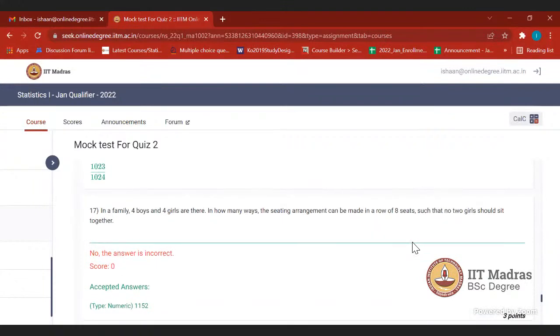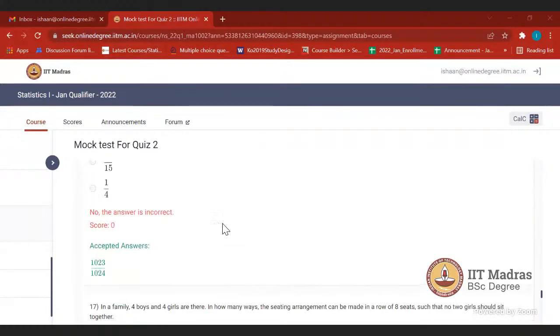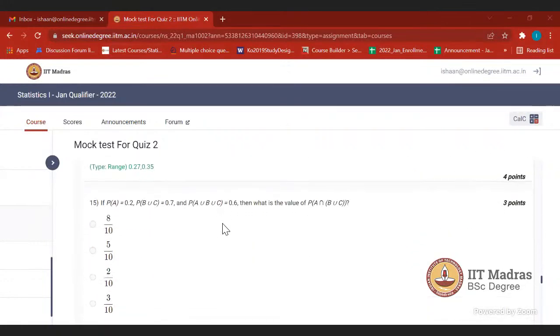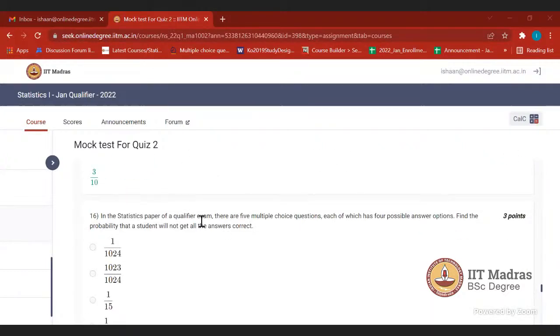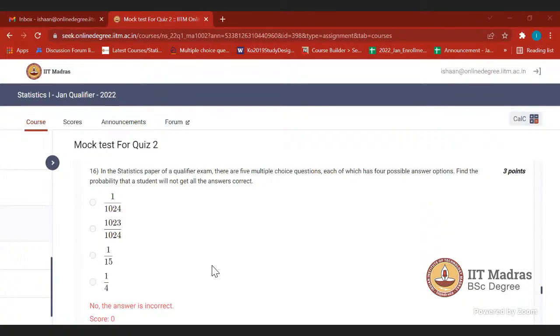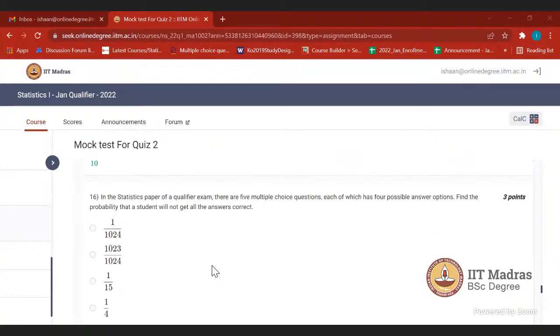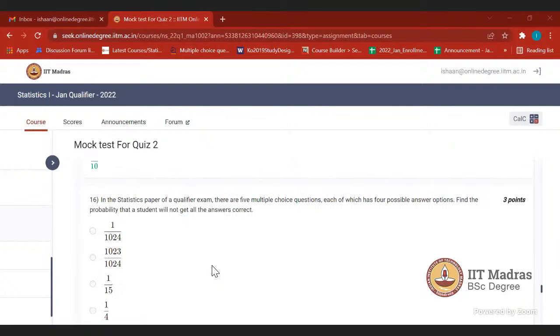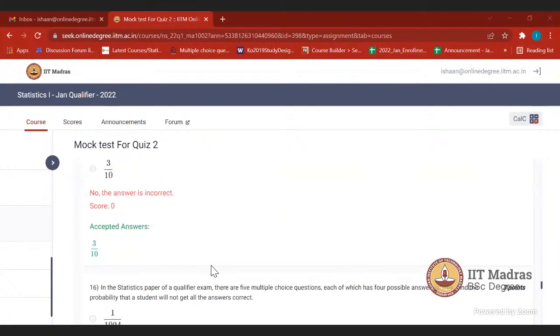Okay, any doubt till question number 16? No, sir. Actually, in question number 15, the concept is the same, but I considered that each probability is 1/4, and I did 1 minus 1/4 to the power 5, like that. In this question? Yeah, 1 minus 1/4 to the power 5, because it is 1 minus all are correct. That is the concept you are telling, right? Yeah. Okay.